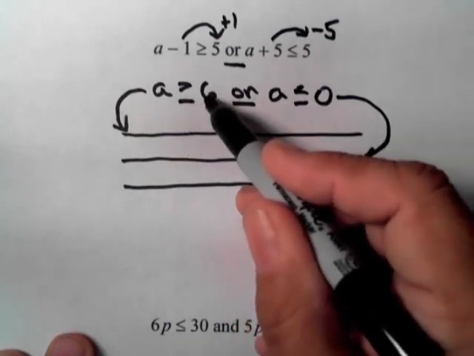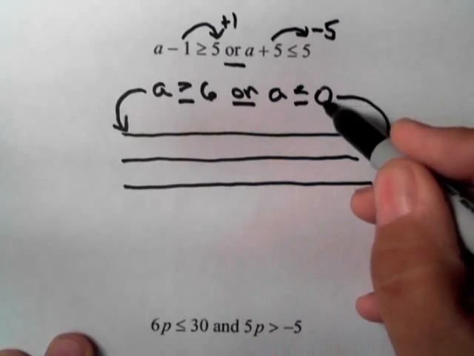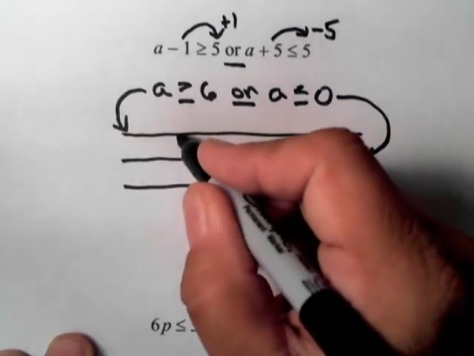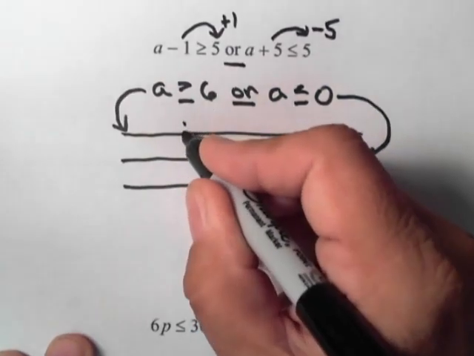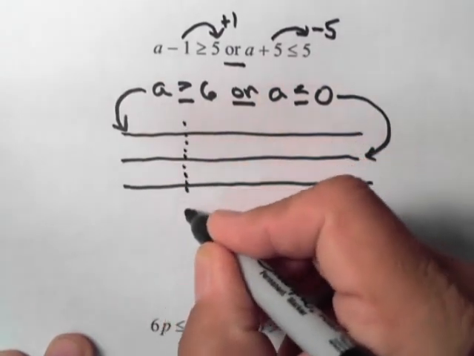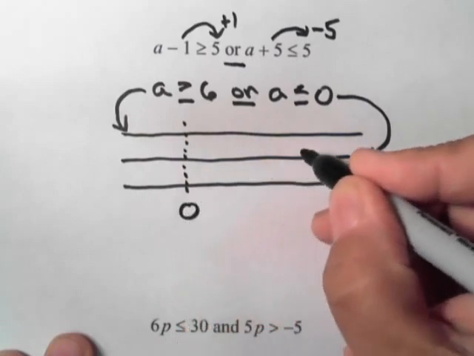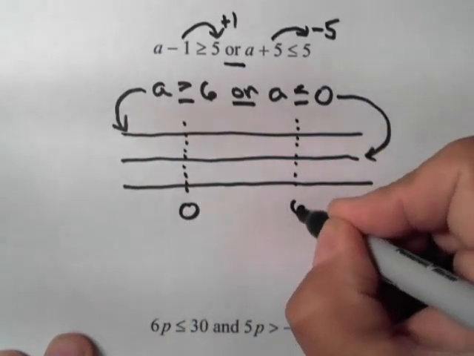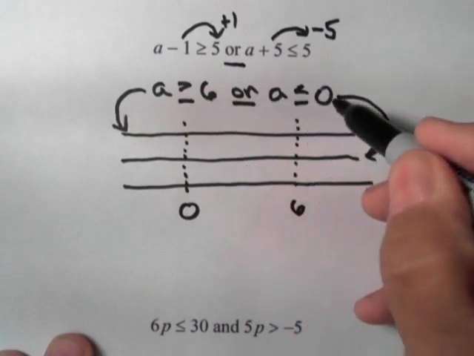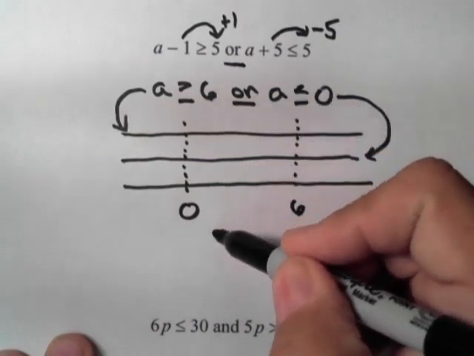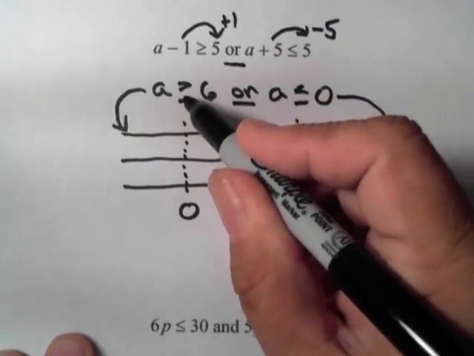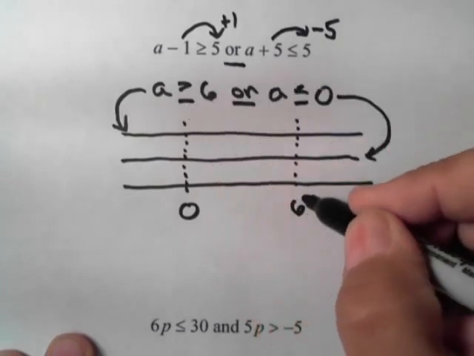This first one's compared to plus 6. The second one is compared to 0. Well, on these number lines here, we would definitely have 0 over on the left and 6 over here somewhere on the right. So I indicate these 2 boundary lines.